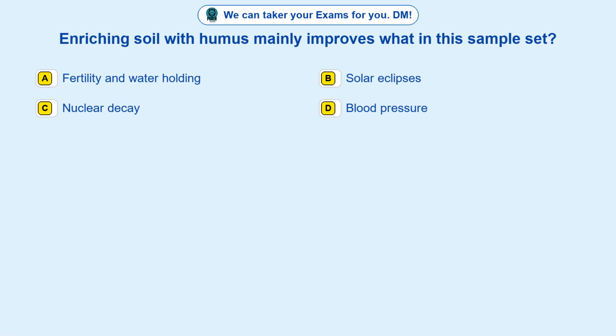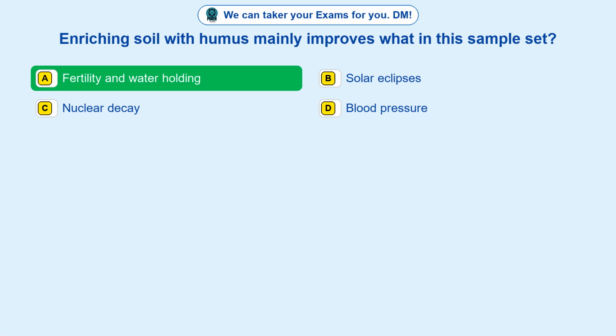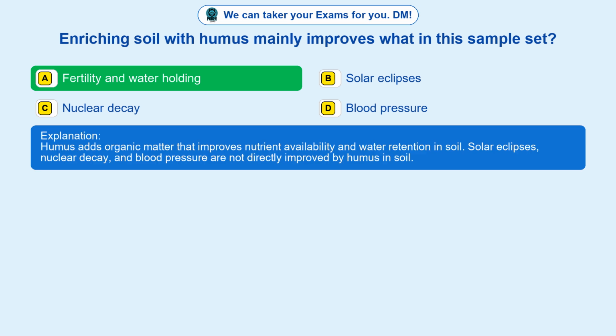Question 96. Enriching soil with humus mainly improves what in the sample set? Option A, fertility and water holding. Option B, solar eclipses. Option C, nuclear decay. Option D, blood pressure. The correct answer is option A. Fertility and water holding. Humus adds organic matter that improves nutrient availability and water retention in soil. Solar eclipses, nuclear decay, and blood pressure are not directly improved by humus in soil.